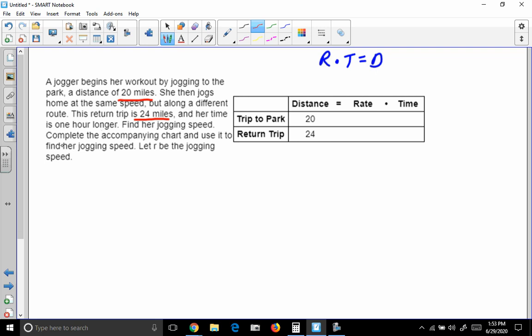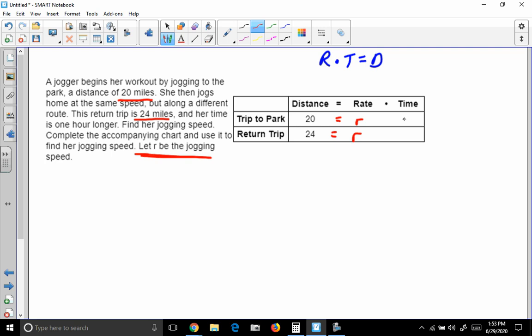Find her jogging speed. So they say let R be the jogging speed. And they tell us that the speed is the same for both pieces. So if R stands for rate, her rate on the trip to the park is R, and on her trip coming back, the speed is also R. So we have 2 of these pieces filled in. We need to fill in time.